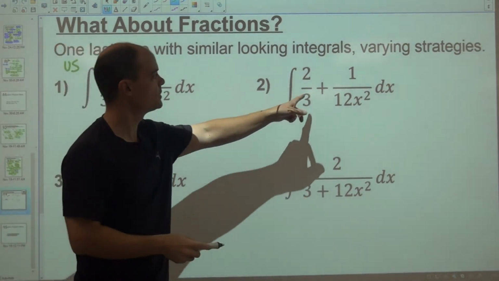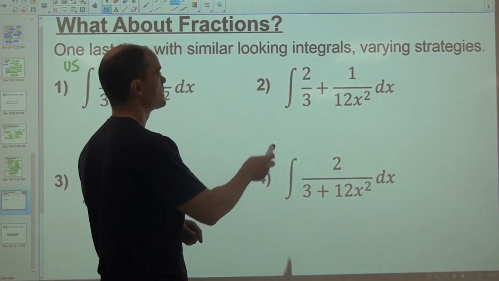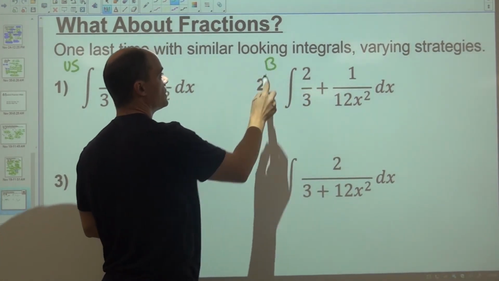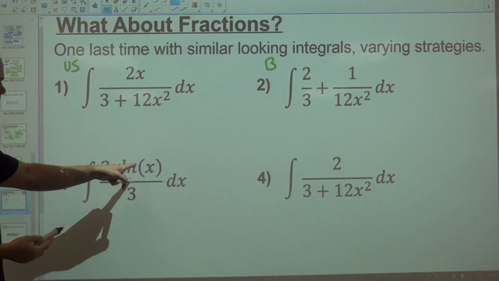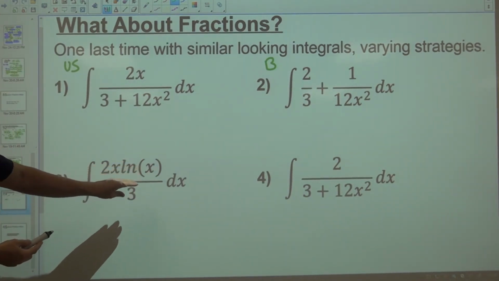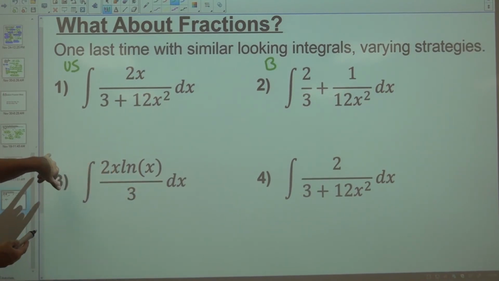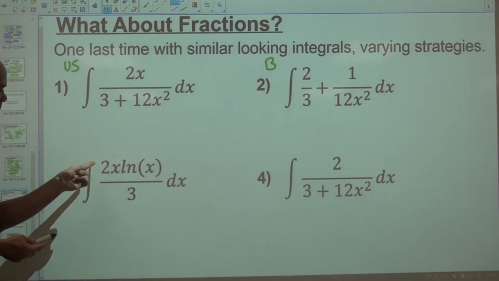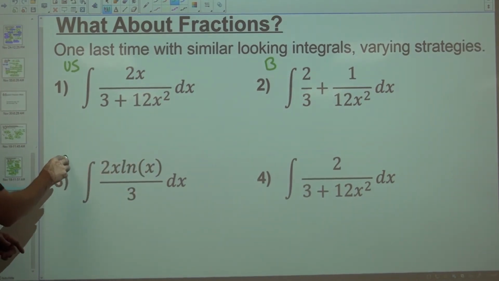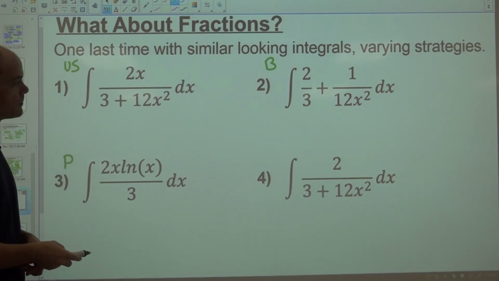I see an addition sign here. This must just be a basic. I see 2x ln of x here. This 3 means nothing. I can actually pull the 3 out. I could pull the 2/3 out. And then what I have is a product. X to the first, x to the first. So this is going to be a parts problem.